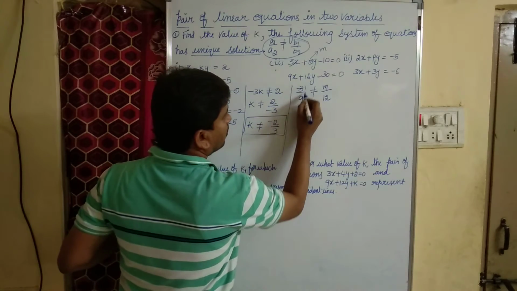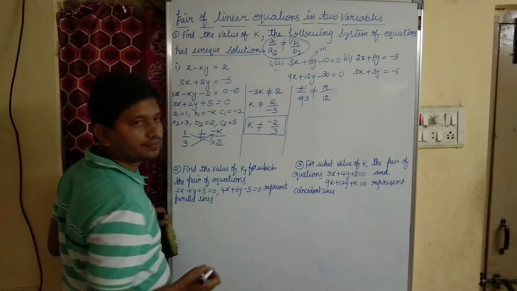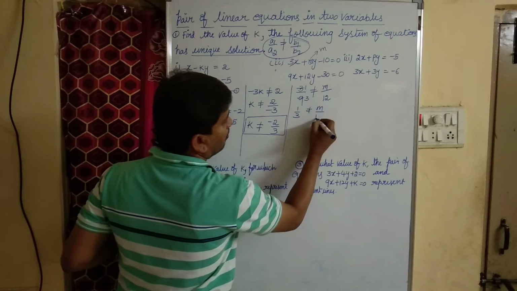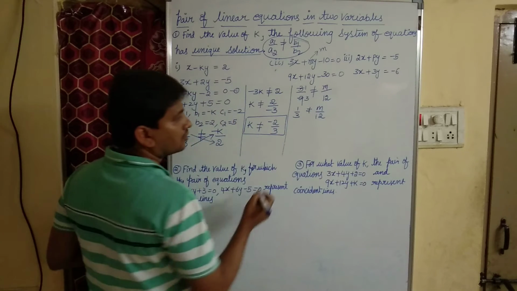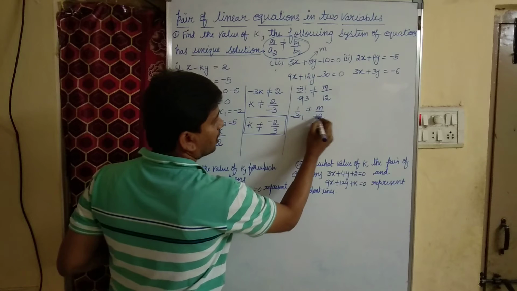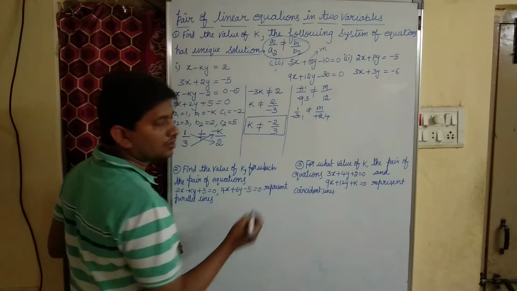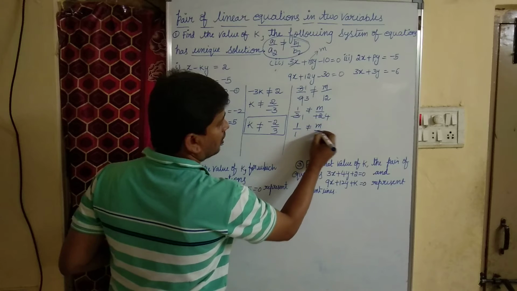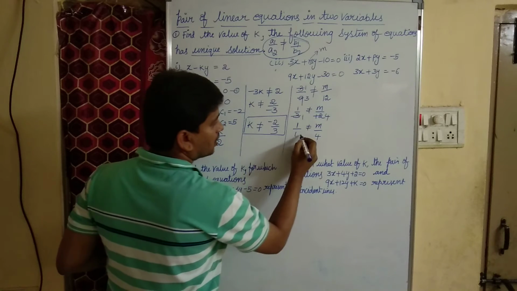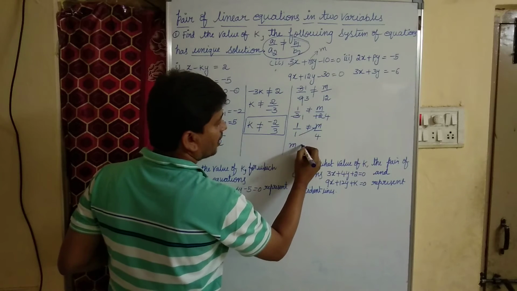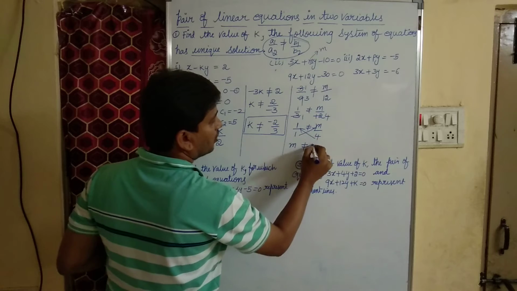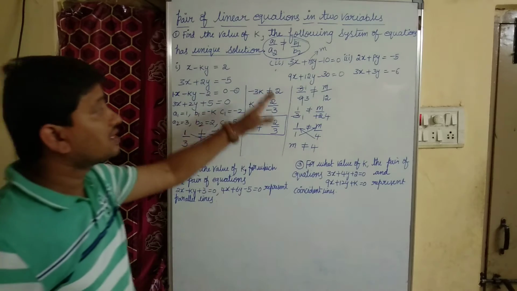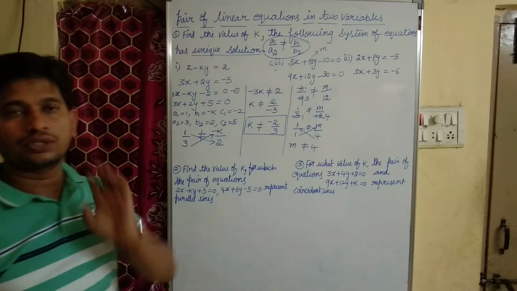As 3 ones are 3, 3 threes are 9, so 1 by 3 is not equal to m by 12. I can cancel: 3 ones are 3, 3 fours are 12. So 1 by 1 is not equal to m by 4. Cross multiplication, 1 into m is not equal to 4 into 1, that is 4. When m is not equal to 4, the given system of equations has a unique solution.